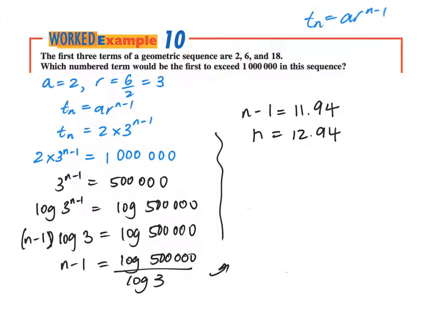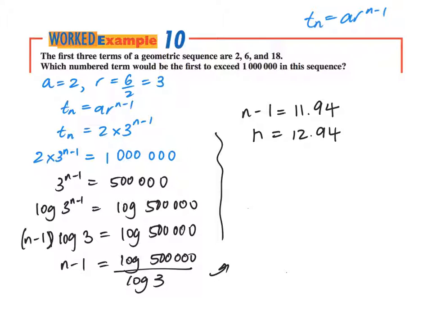Okay, so with an n value of 12.94, there are decimals after that as well, this will get us a direct 12.94th term of 1 million.